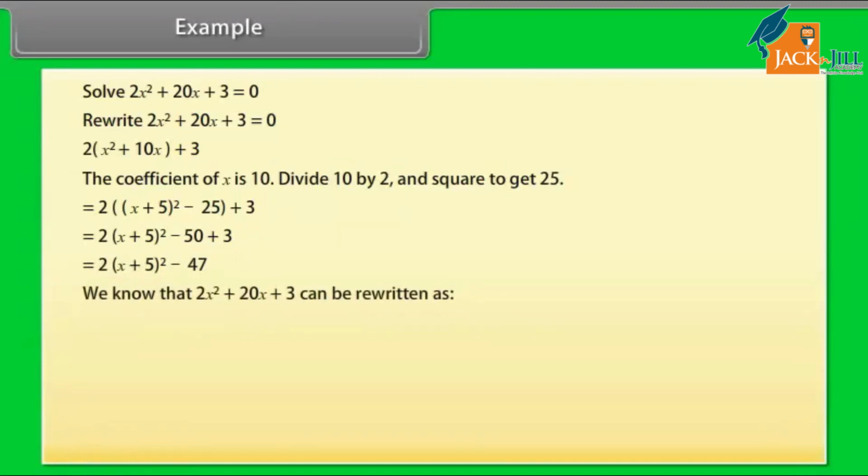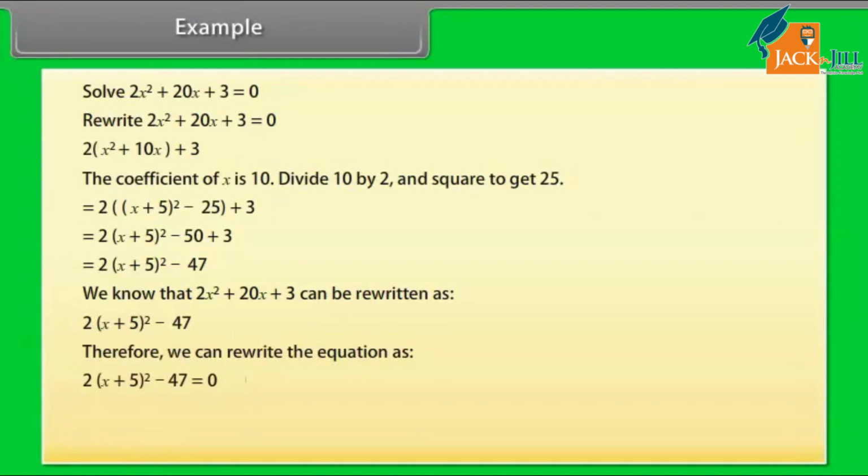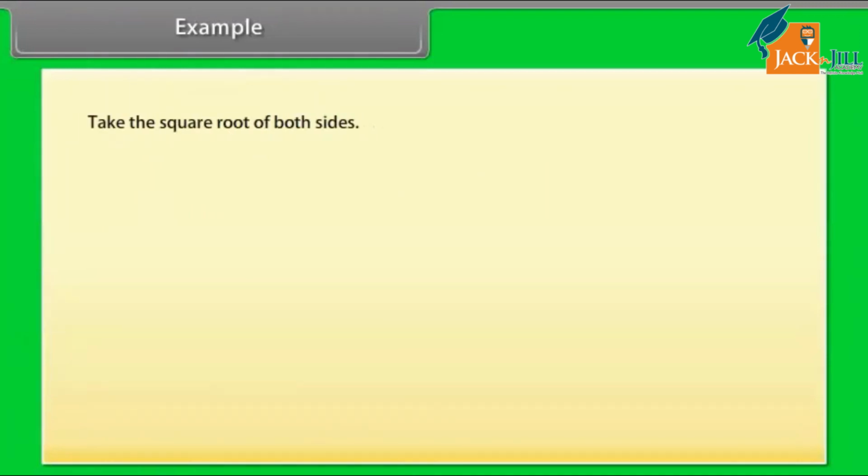We know that 2x² + 20x + 3 can be rewritten as 2(x + 5)² - 47. Therefore, we can rewrite the equation as 2(x + 5)² - 47 = 0. So 2(x + 5)² is 47. Now dividing both sides by 2, we get (x + 5)² = 23.5. Take the square root of both sides. x + 5 = √23.5 or x + 5 = -√23.5.